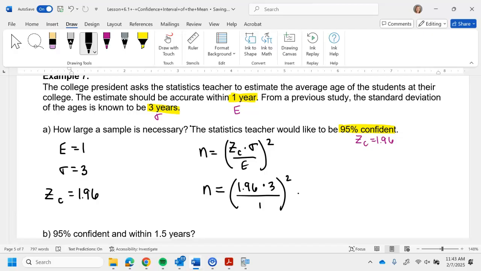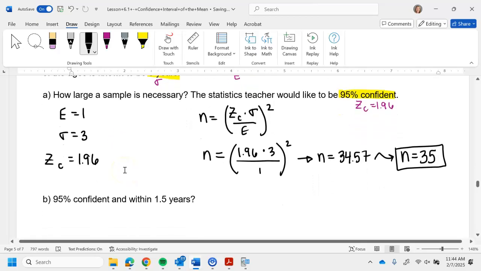Simplifying this and plugging it into my calculator, we get that n is equal to 34.57. Now, this is referring to people, right? We can't survey 57 hundredths of a person. So you always want to round up. It's better to have a larger sample than a smaller sample. Even if your decimal is not one where you would traditionally round up, you need to round up. Always. Okay?